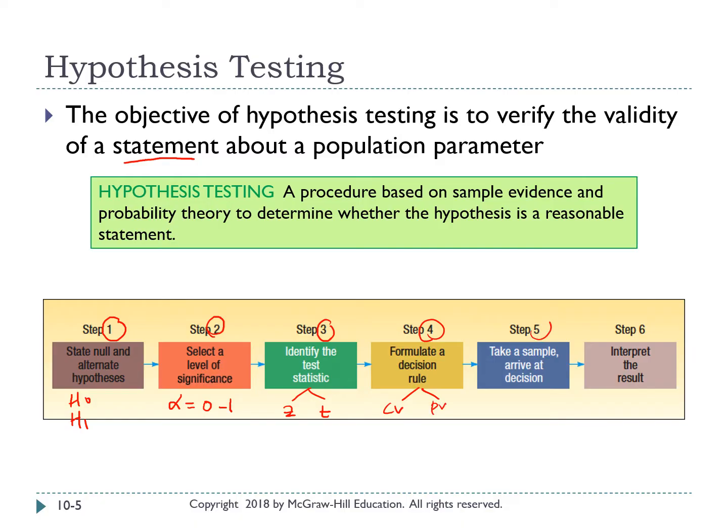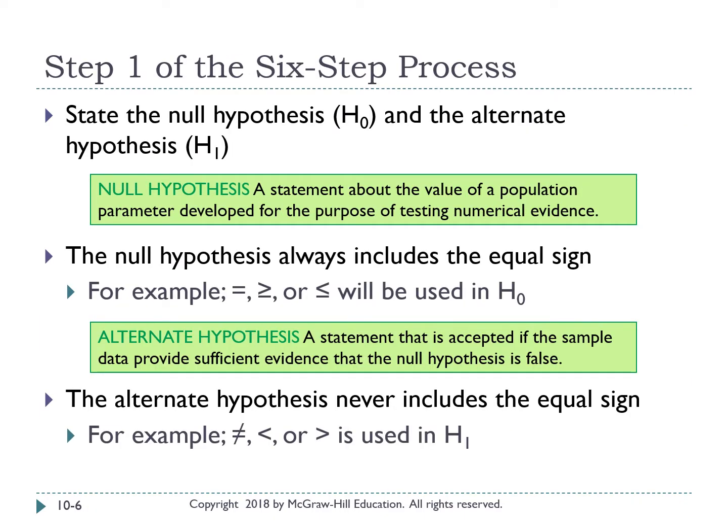Step number 5, we have to make a decision. So you can say whether you reject the H null, or you cannot reject or do not reject the H null. Step number 6, or your last step, you will interpret the result. Okay? Let's look at the details of all the 6 steps in hypothesis testing.